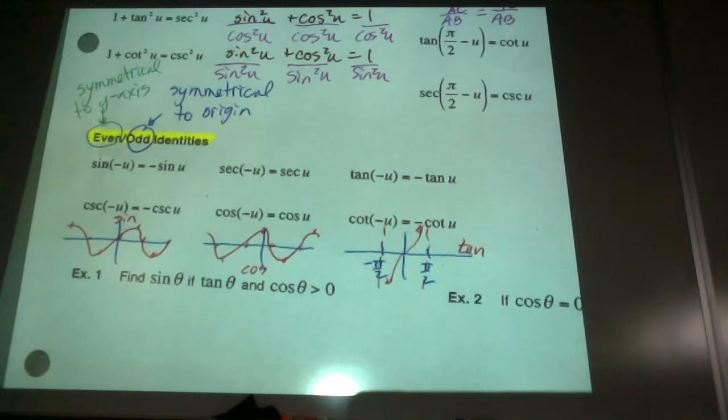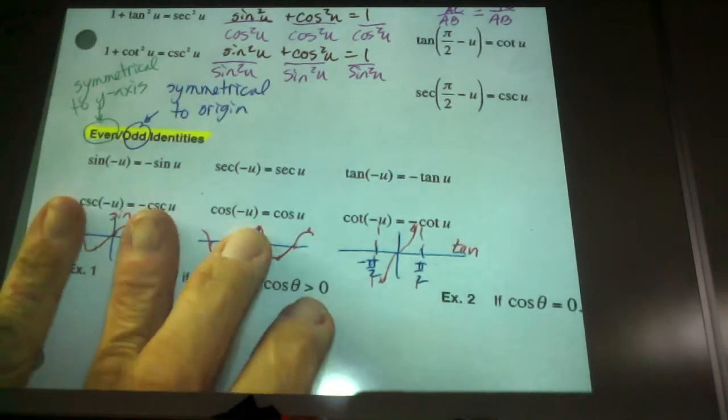So let's start with sine. Is sine symmetrical to the y-axis? Could you fold the graph at the y-axis and have the graph lay on top of itself? No. Right? So that means it's not symmetrical to y.